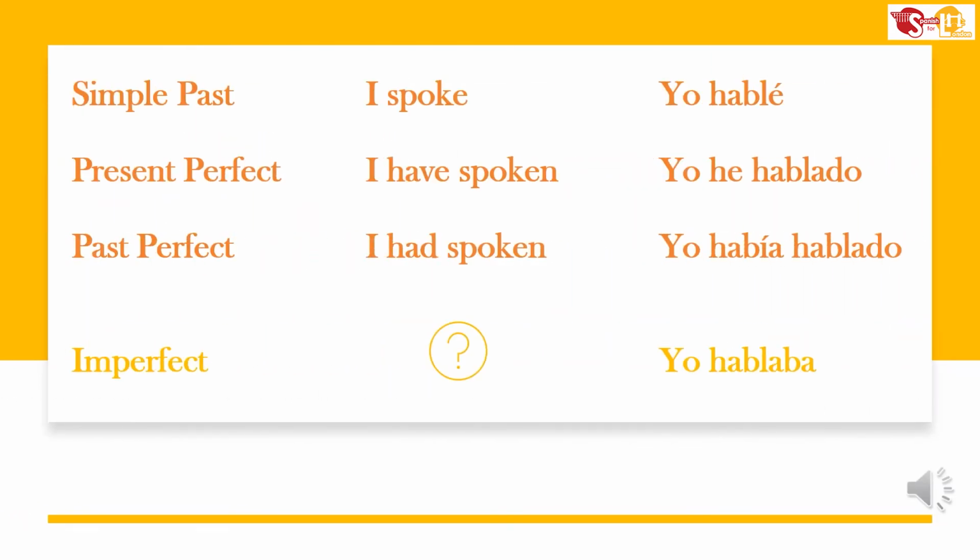Let's see what happens in Spanish. Do you see? We have four past or preterite tenses. The first three are totally equivalent. I spoke is yo hablé. I have spoken is yo he hablado. And I had spoken is yo había hablado. But now we see another form. Yo hablaba.